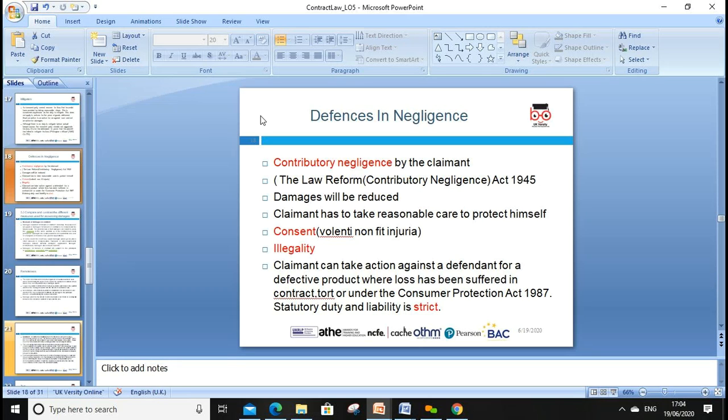You give the wrong advice because you weren't aware the law had changed. Damages will be reduced. The claimant has to take reasonable care to protect himself. So if you took reasonable care, it's fine; otherwise the client can take action against the defendant. For defective goods, where the loss has been, like your washing machine burning out, what health and safety was provided by the manufacturer? You may have heard about dishwashers and especially tumble dryers burning out in various areas.